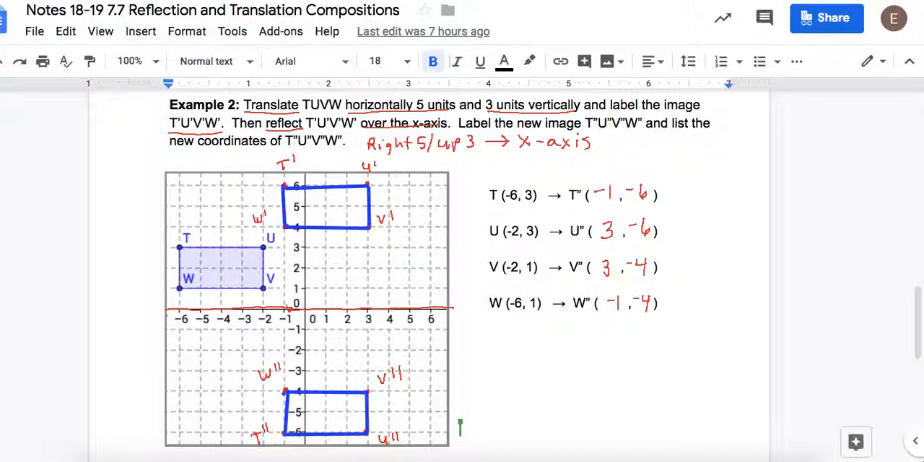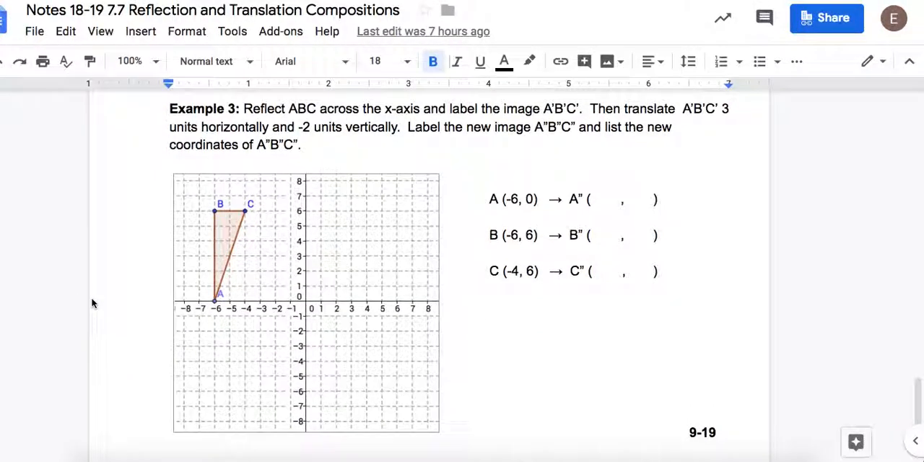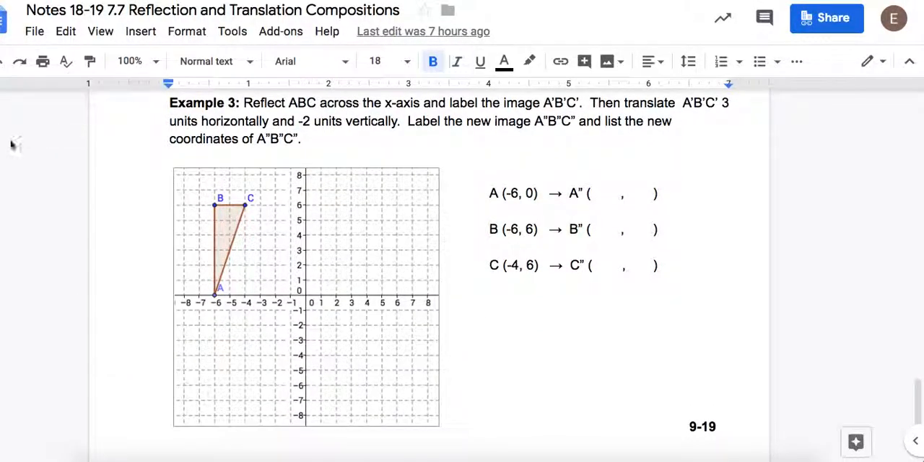Okay, let's look at one more example. And notice for every example we're doing, we are labeling our new primes. So the first one is always a single prime. The second one is always a double prime. So number 3 says reflect ABC across the x-axis. Label the image A prime, B prime, C prime. So we're going to write x axis. So that's our first transformation.